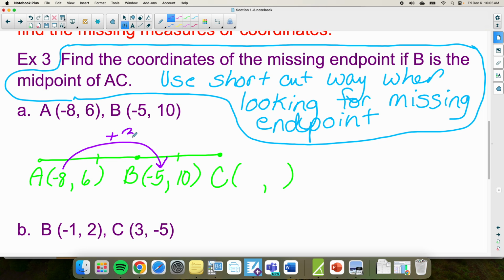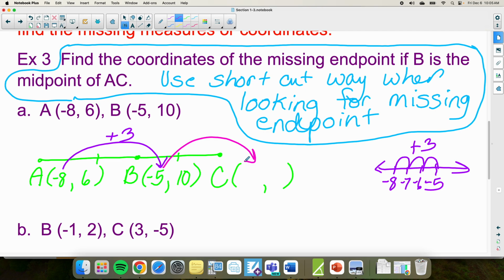Okay, so when you're going from -8 to -5, think of a number line. If you're at -8 and you're going to -5, you have -7 and -6 in between. So if I start here, I'm going up 1, 2, 3. So that's adding 3. If I went the other way, I'd be subtracting. Now, because I added 3 here, I have to add 3 here also.